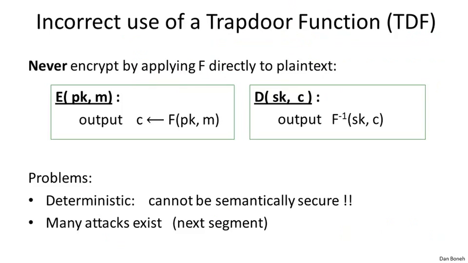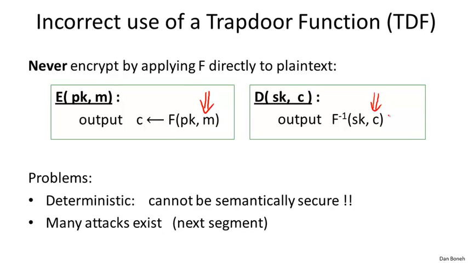To conclude this segment, I want to warn you about an incorrect way of using a trapdoor function to build a public key encryption system. In fact, this method might be the first thing that comes to mind, and yet is completely insecure. So let me show you how not to encrypt using a trapdoor function. Well, the first thing that might come to mind is, let's apply the trapdoor function directly to the message M. So we encrypt simply by applying the function to the message M, and then we decrypt simply by applying F inverse to the ciphertext C to recover the original message M.